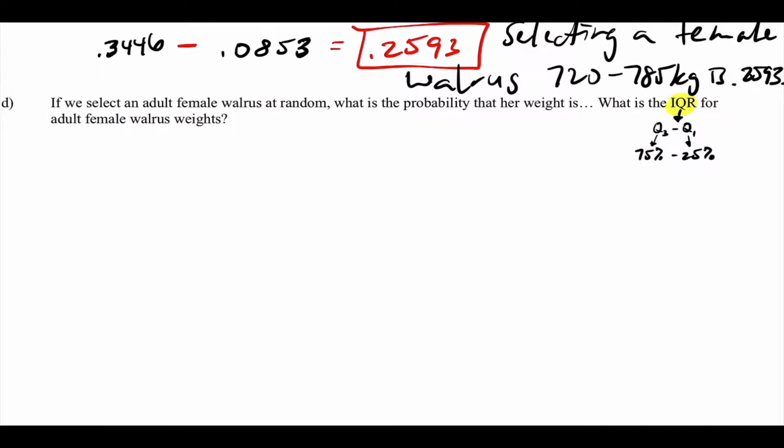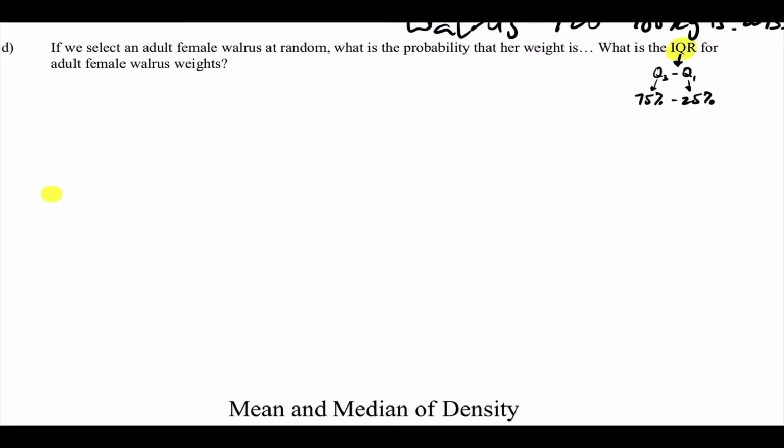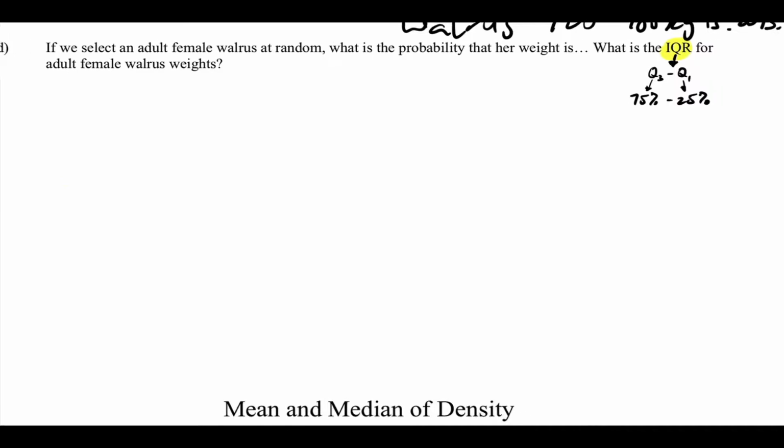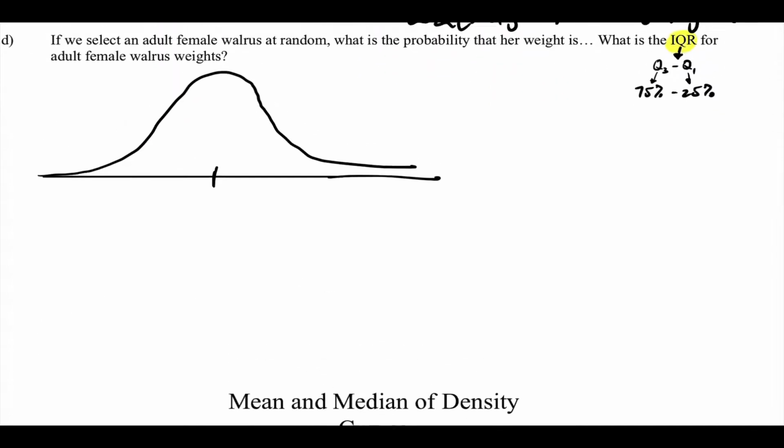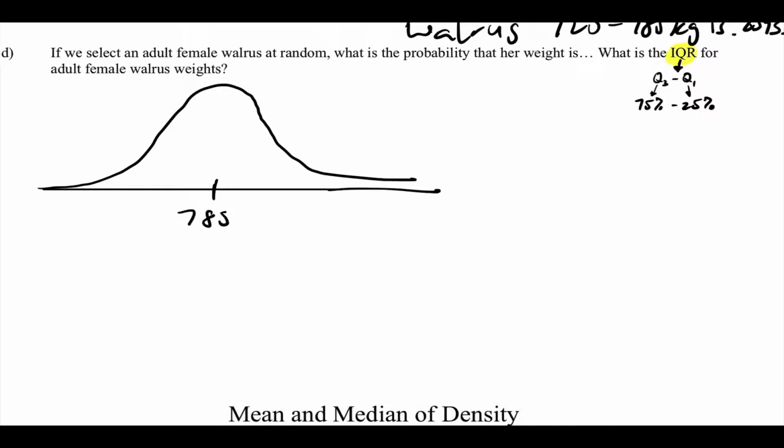So let me draw a picture first. Let's not skip that step. Step 1 says draw and label. So I'm going to draw and I'm going to label. Start with the mean. The mean has always been 785. What are the 2% that I need to find so that I can subtract? 75 and 25, right? Well, let's start in the middle.